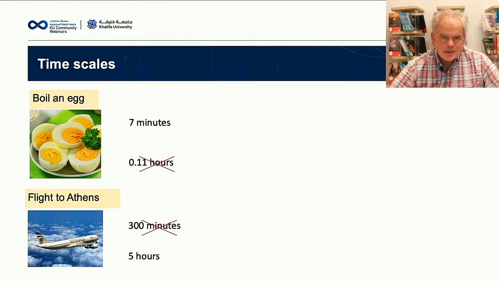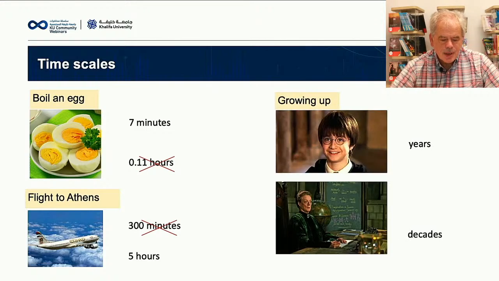Now, the time scales for these two specific processes are fixed. Boiling an egg is always 7 minutes. Flying to Athens is always 5 hours. But in some other processes, our perception of time scale changes. For example, as we grow up, when we are young, we measure time in years, but when we get older, we measure time in decades. So I use this example to convey the idea that the time scale notion is something that we use every day, and that we unconsciously use in order to make decisions.